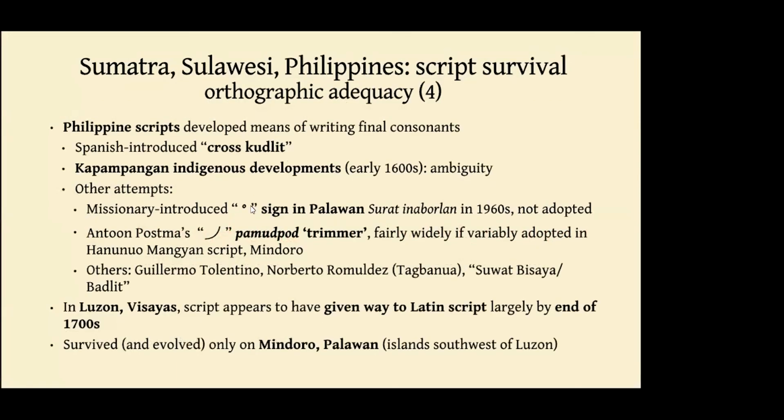Just to give a few more examples, there were attempts to write final consonants introduced by missionaries in Palawan in the 1960s. That wasn't adopted. Anton Posma's pamutpod, or trimmer, based on the Javanese vowel killer sign, was fairly widely adopted in Hanunoo Mangyan script in Mindoro, but variably. It's not always used. And there are a few other examples of people trying to introduce ways of writing final consonants that never really took hold. So anyway, the script basically disappeared in the face of Latin script, which was much better at writing final consonants, making reading much easier by the end of the 1700s. And varieties of the script only survived and continued to evolve on Mindoro and Palawan.